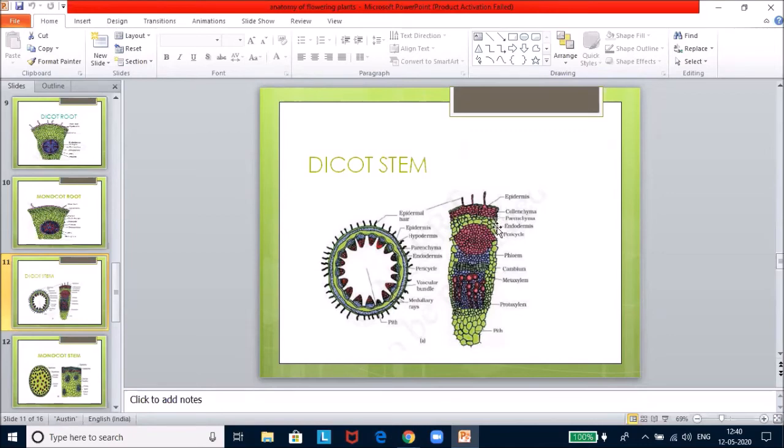Now next one is the cortical layer. Below hypodermis you will find the cortical layer, which is made up of parenchyma cells. As they are parenchyma cells, they have a lot of intercellular spaces, and then you have the endodermis, the innermost layer of the cortex, and the vascular bundle here can be described as conjoint, open with endarch protoxylem. Is it clear?